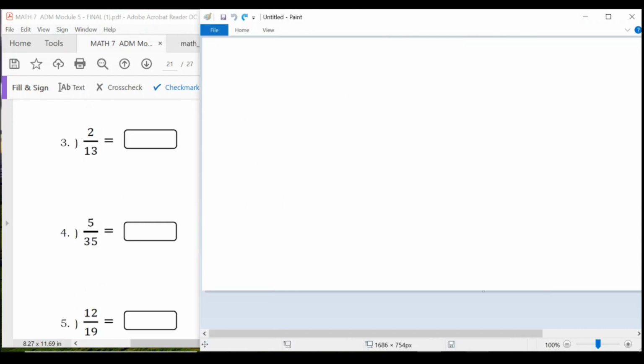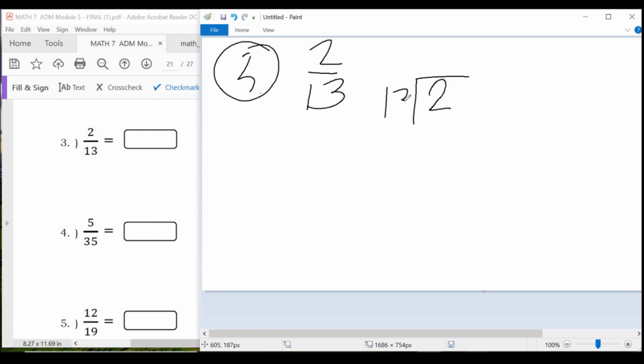And now for number 3, we have 2 over 13. So ganun pa rin, class. We will divide 2 by 13. So since 2 is less than 13, so we have decimal point, so we could have 0 here, then add 0 para 20 divided by 13 tayo. So meron tayong 1. So 1 times 13, that is 13. 20 minus 13, we have 7.